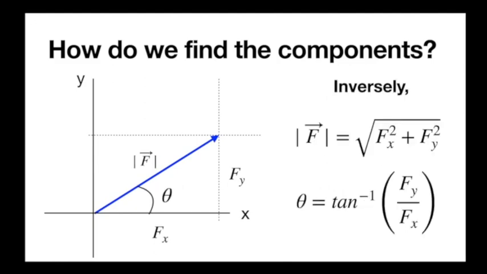Going the other way around from components to magnitude and direction, we have our Pythagorean theorem and inverse tangent. Again, be careful about which angle you're describing. I guess you can't really go wrong. I could always do theta equals tan inverse of fx over fy or fy over fx, but the angle that I express, I need to make clear.